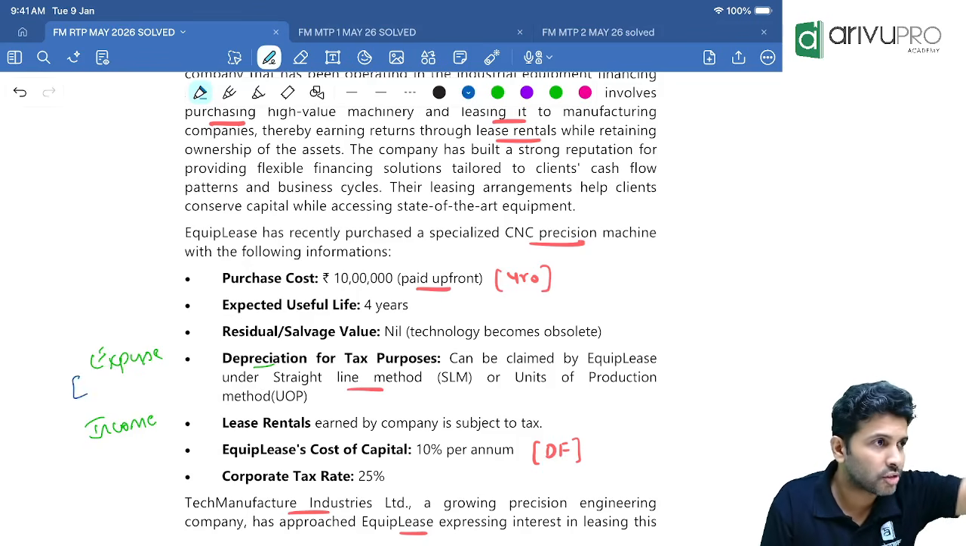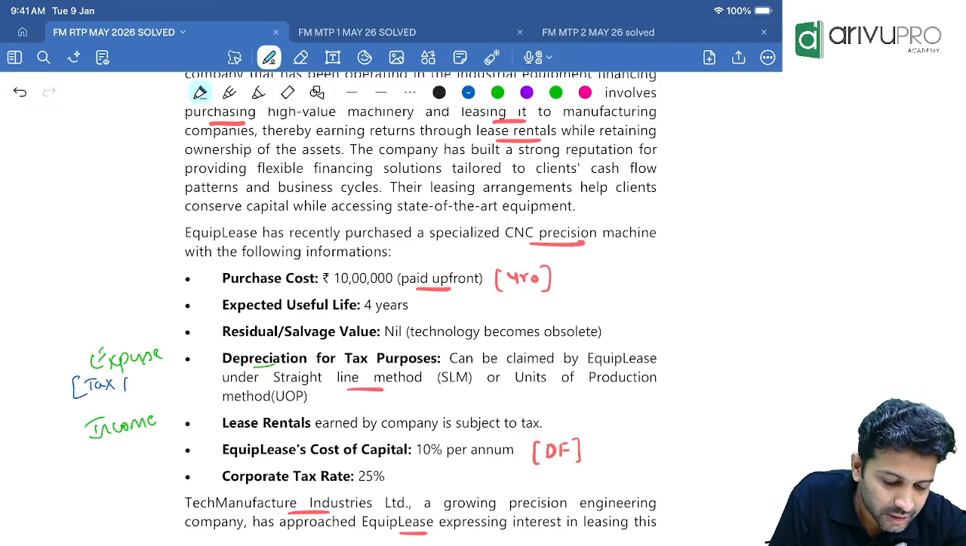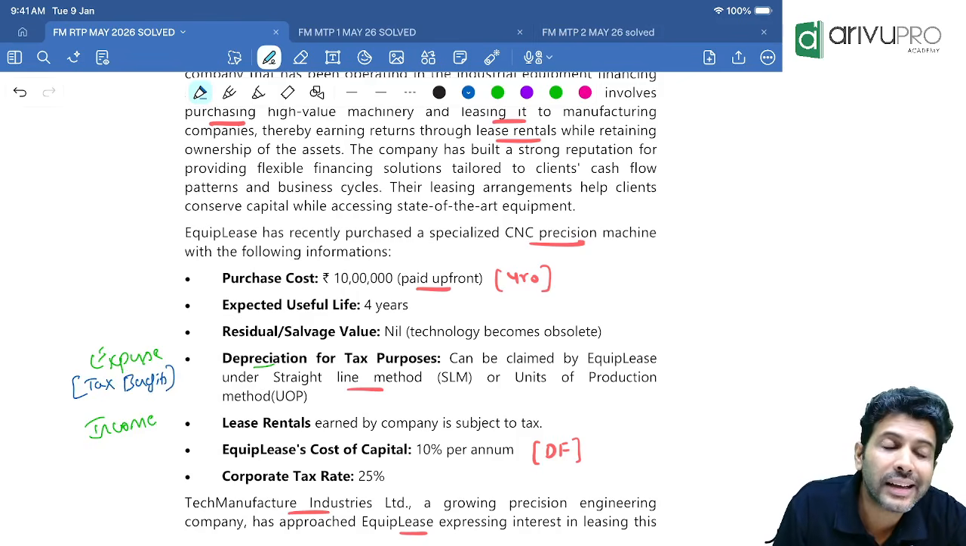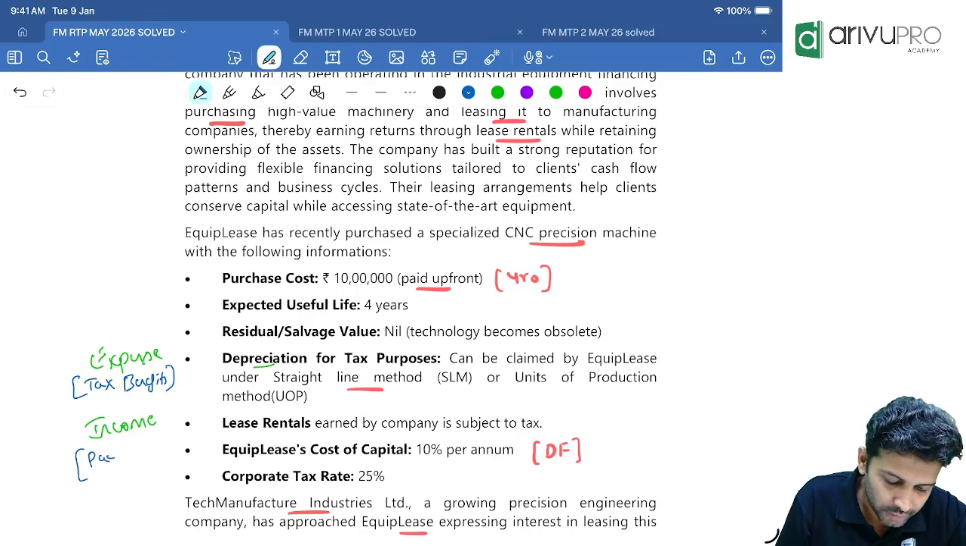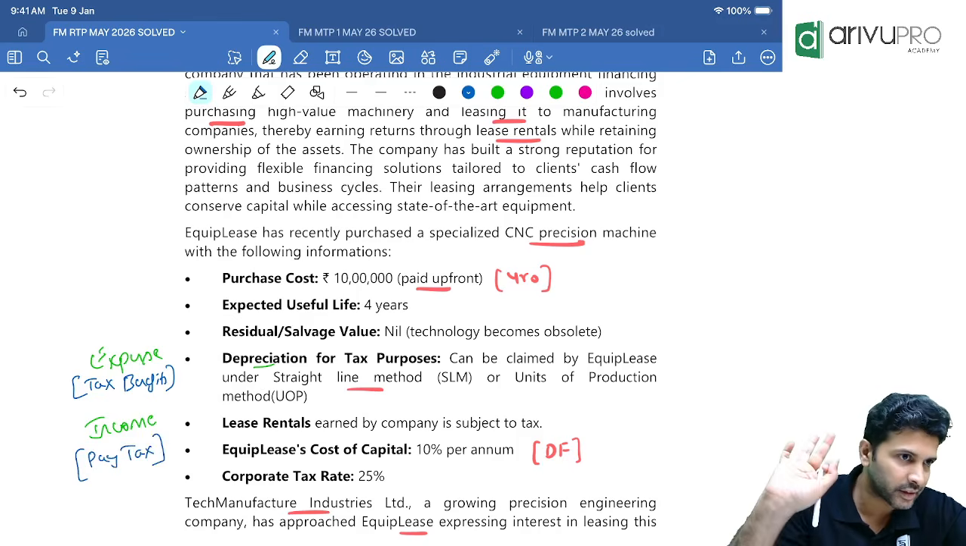Now, why did I write this as expense? Due to expense, your profit will reduce and your tax will also reduce. On expense, you will get tax benefit. On income, you'll have to pay tax. Are we comfortable with this? I'll use this information a little later on. I'll come back to that.